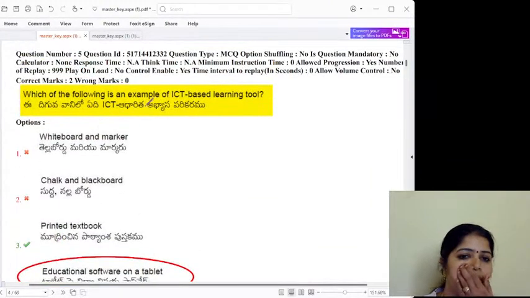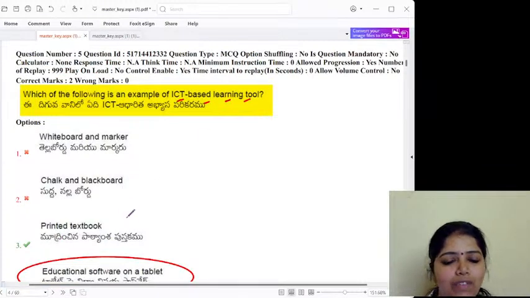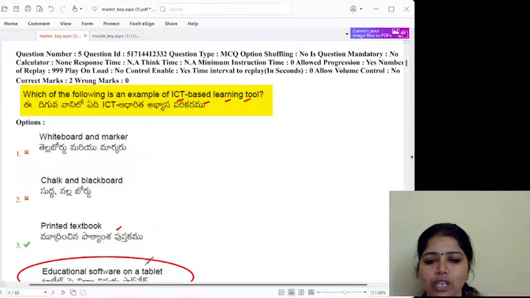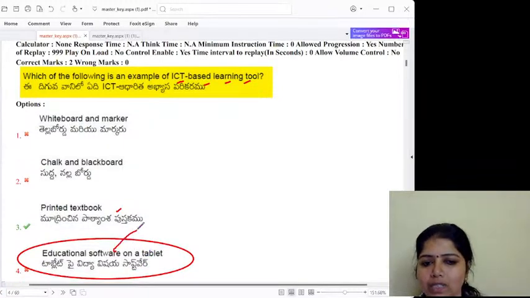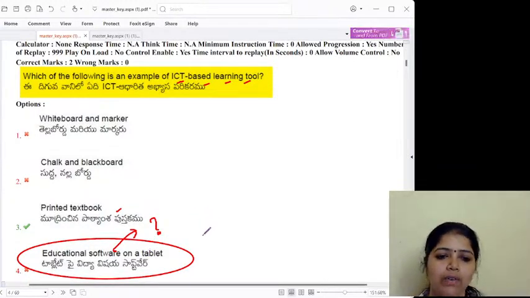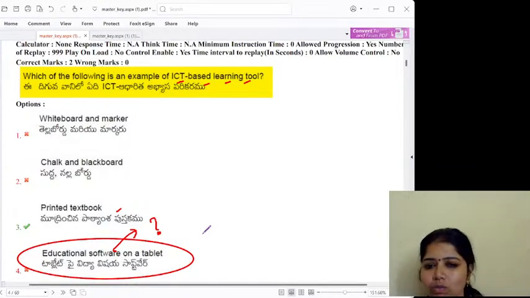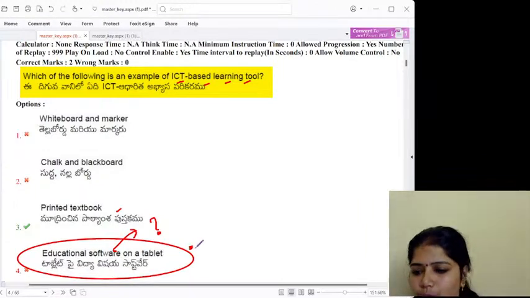Next, which of the following is an example of an ICT based learning tool? I have a doubt here. They have given printed textbook. Why did they not give educational software and tablet, which is an ICT based tool? This was a doubt for me. Why have they given the printed textbook as an ICT based learning tool? The right answer may be educational software.